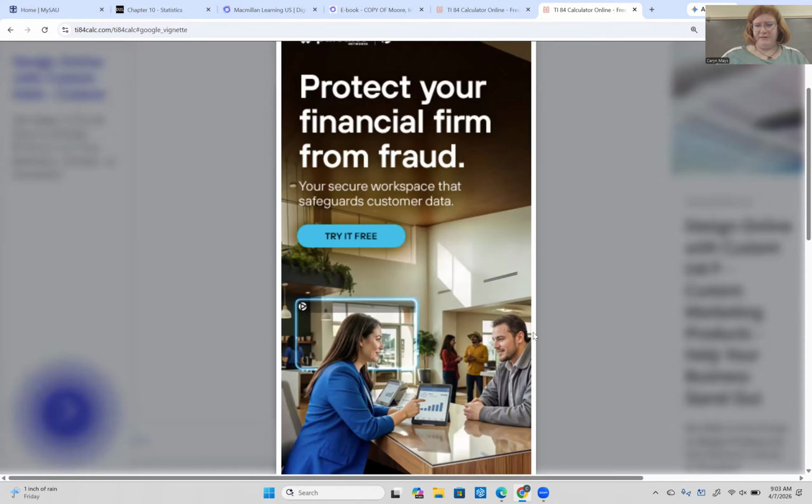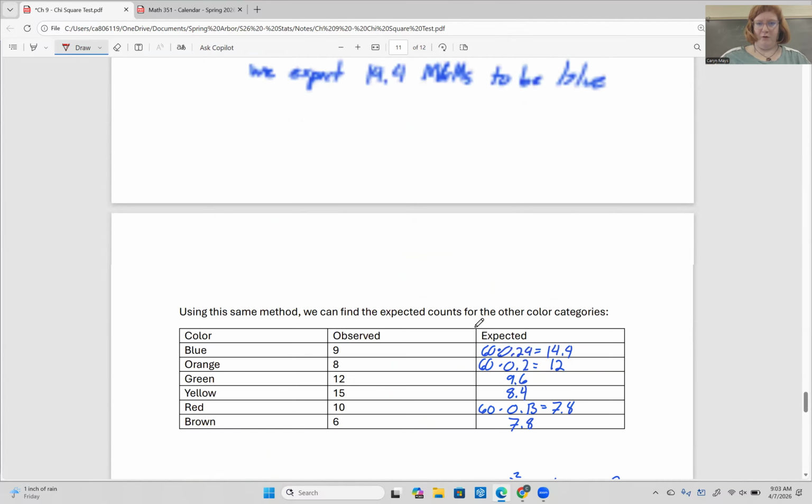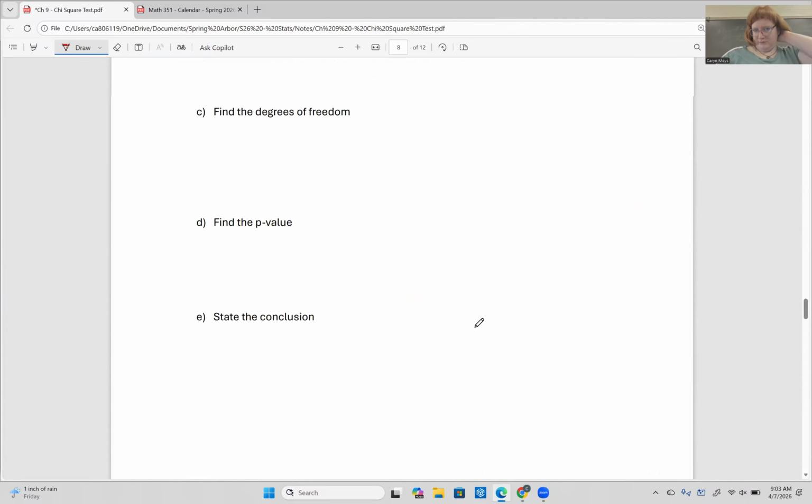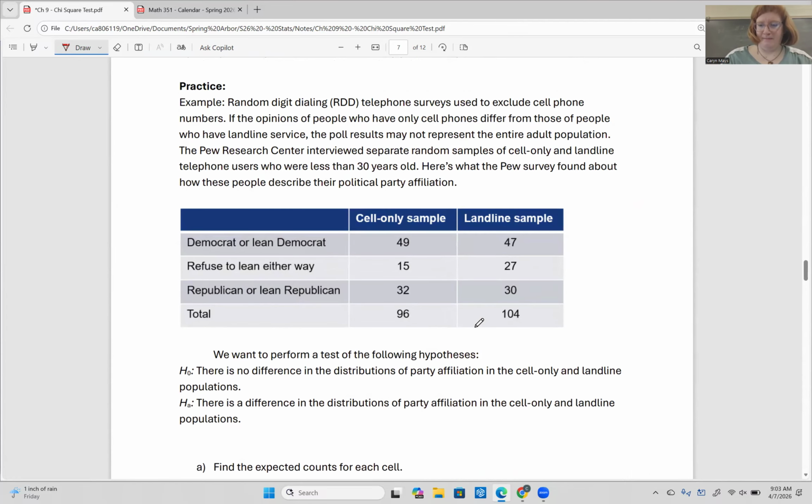All right, so let's, in that last little bit of time, go back and look at that other example, the one we skipped over, and start walking through it.